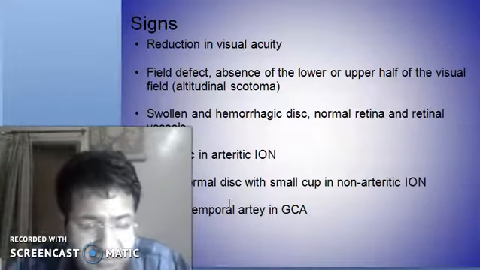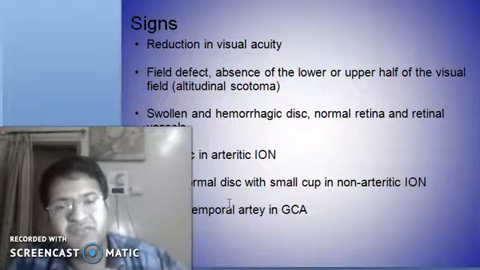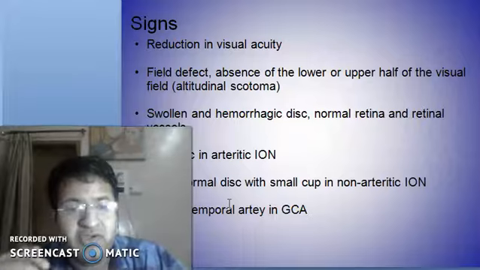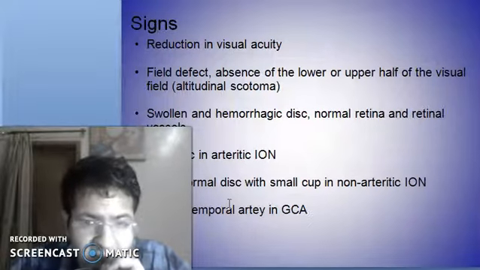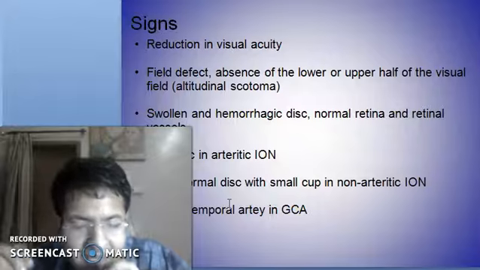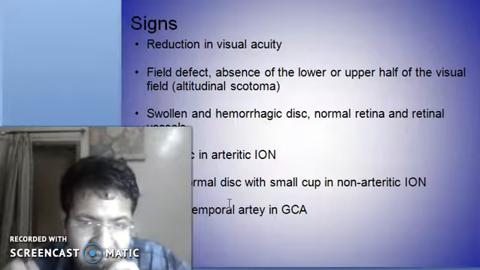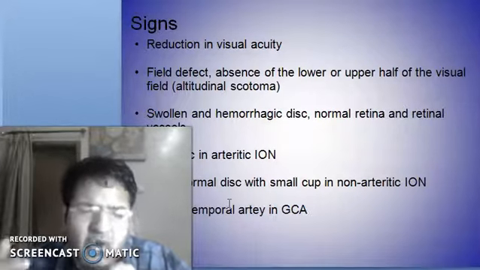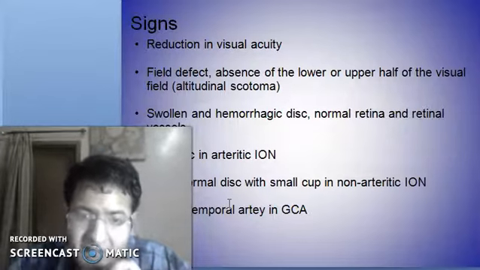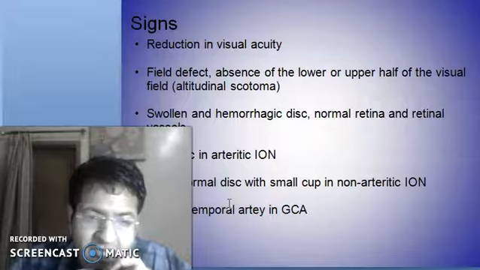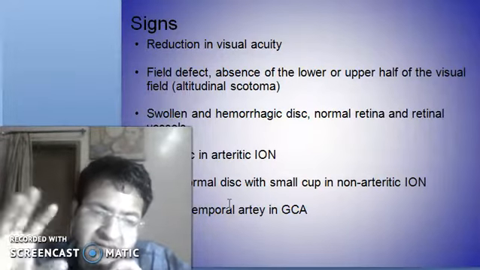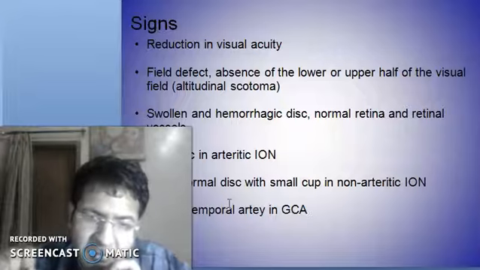There is a sudden reduction in visual acuity. A field defect is present, especially the absence of the lower or the upper half of the visual field, which is also known as an altitudinal scotoma. There is a swollen and hemorrhagic disc. Normal retina and retinal vessels can be seen, but the disc is either swollen or hemorrhagic, or any optic disc edema can be seen. The disc is pale if it is the arteritic ION variety, especially in acute cases, because of the sudden ischemia due to the involvement of the arterioles.